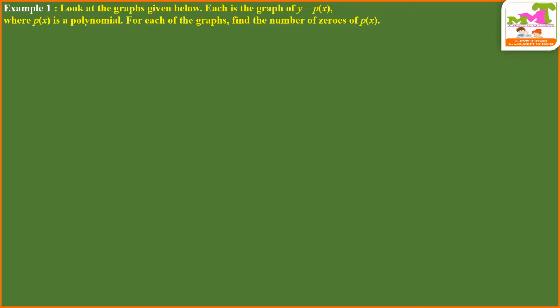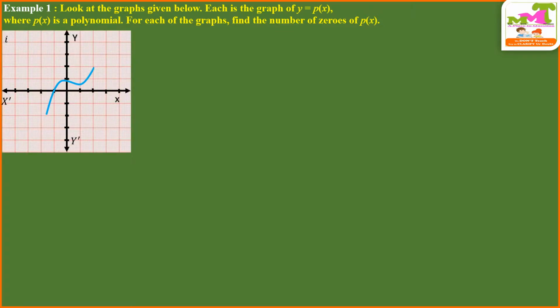Yes, now let us learn about finding the number of zeros for the given graph. Look at the graph given below. Each graph is of y equals p of x, where p of x is a polynomial. For each of the graphs, find the number of zeros. As we know, the number of zeros is the number of times the graph is touching the x-axis. So here it is touching only once. So number of zeros equals 1.